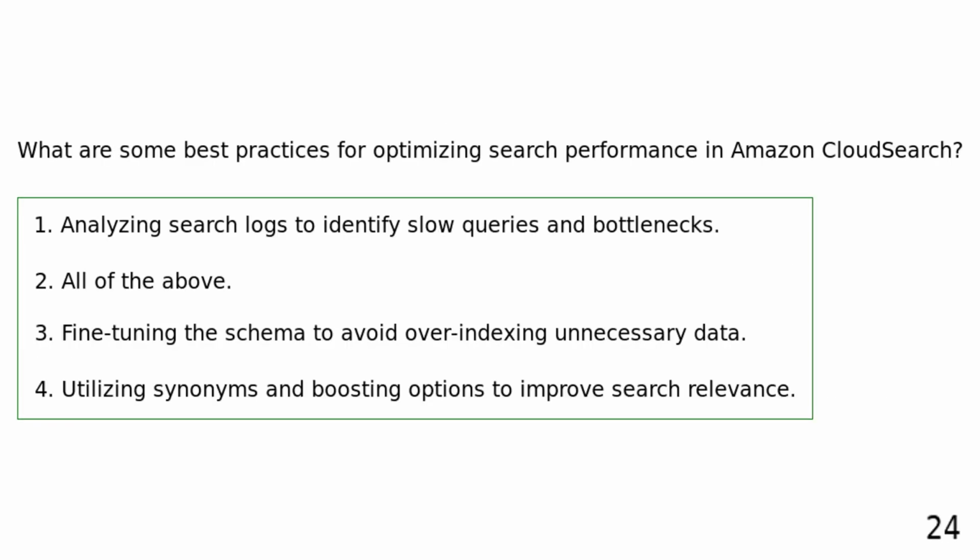What are some best practices for optimizing search performance in Amazon CloudSearch? Analyzing search logs to identify slow queries and bottlenecks. All of the above. Fine-tuning the schema to avoid over-indexing unnecessary data. Utilizing synonyms and boosting options to improve search relevance.